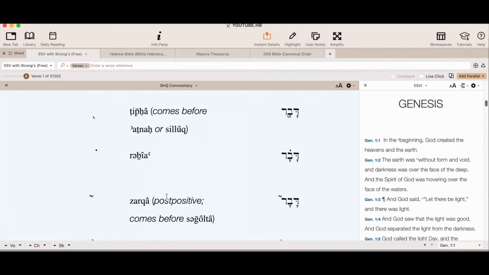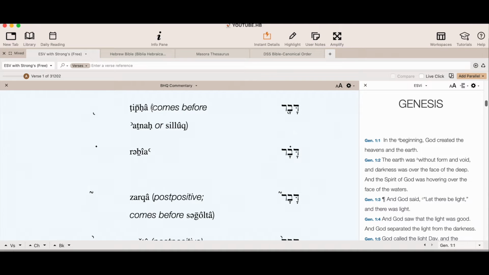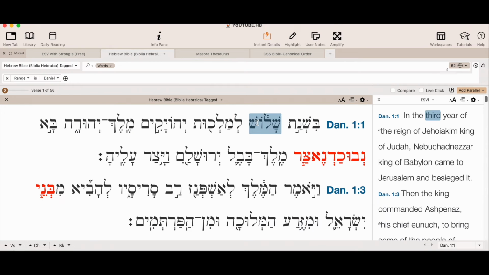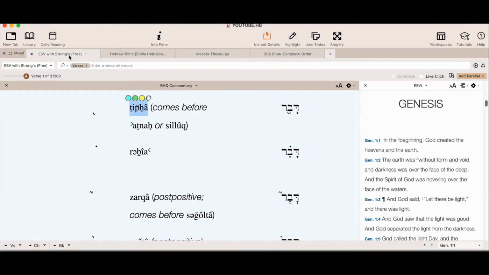And so what you see here is that we have a tifcha on the word lemalchut. Okay, now this is a construct, right? The form malchut is a construct form, and it has a disjunctive accent on it. But as you can see in the explanation, tifcha comes before the atnach.